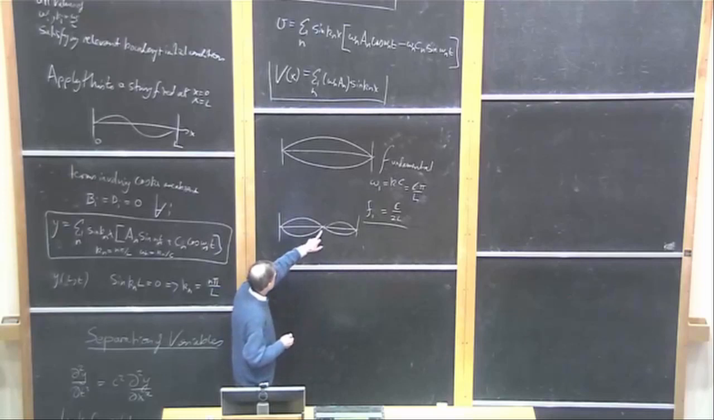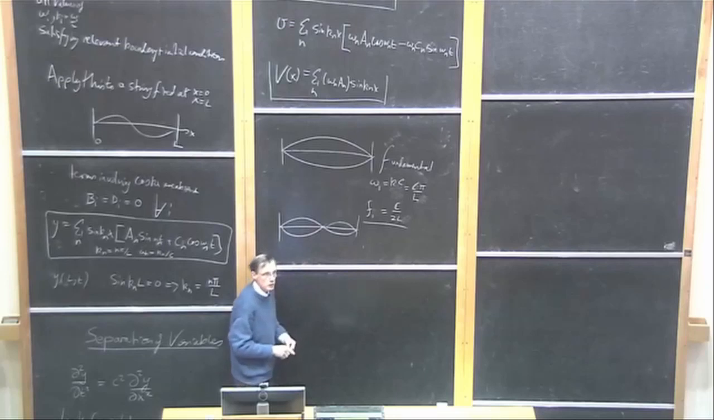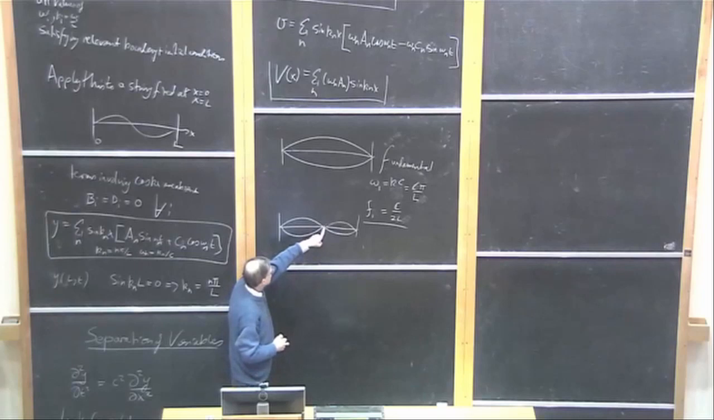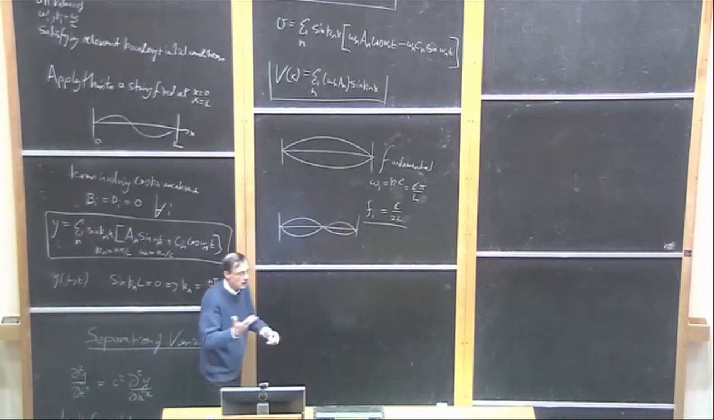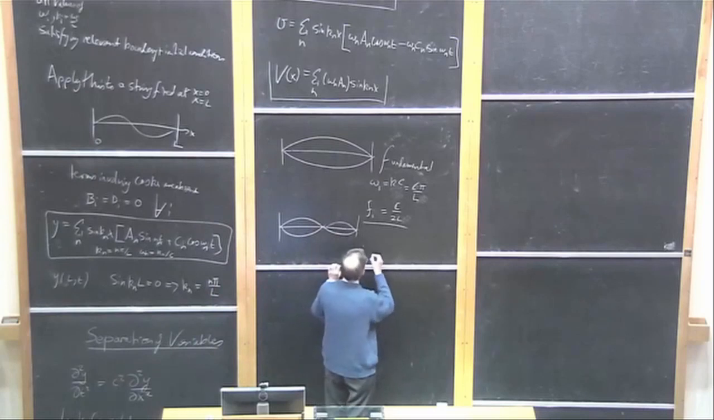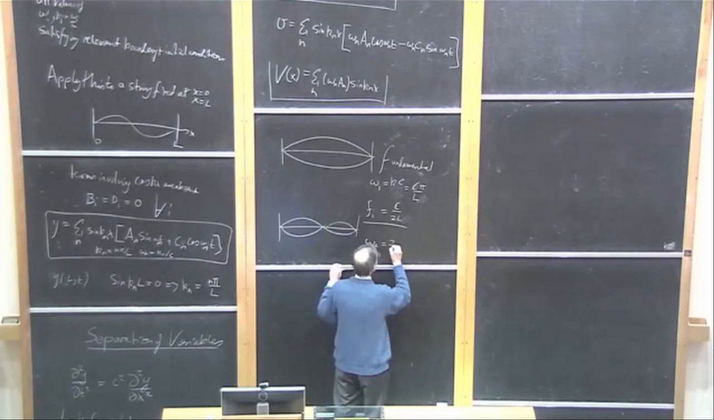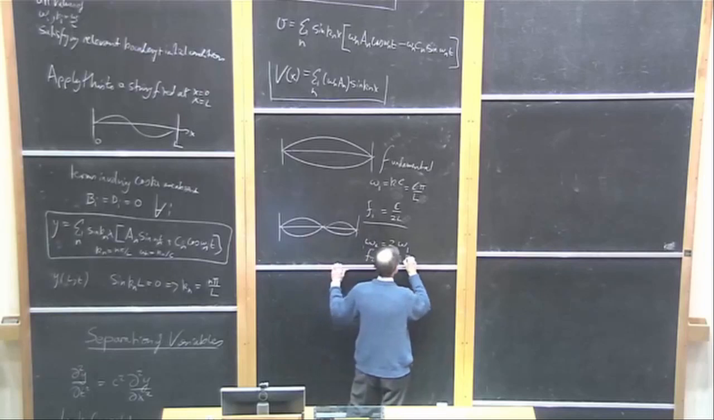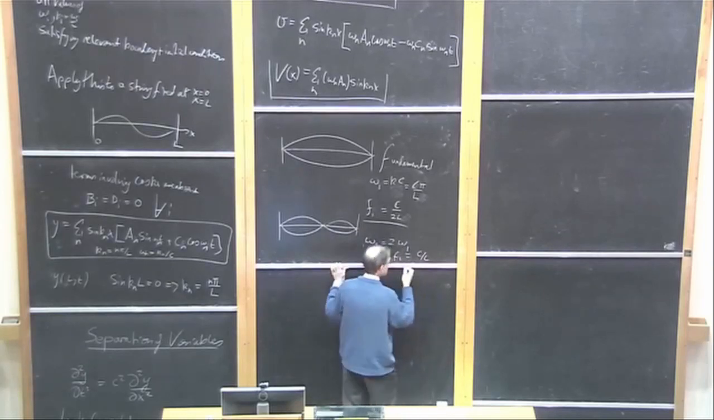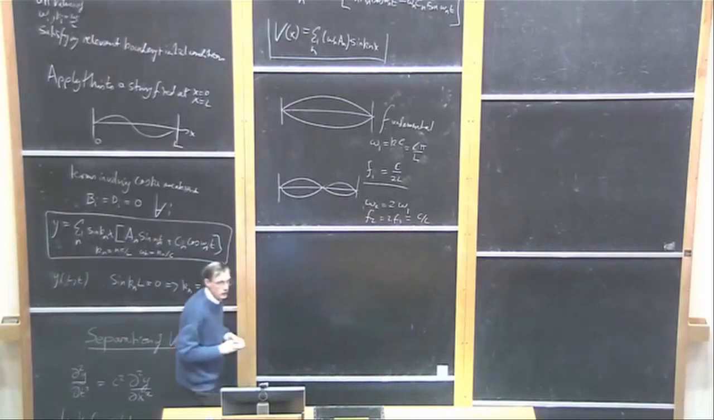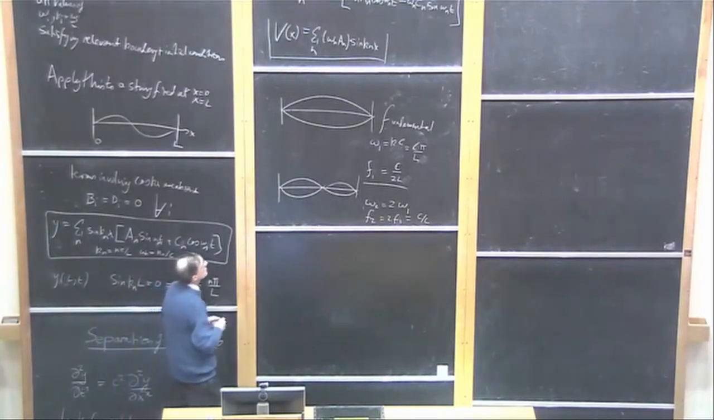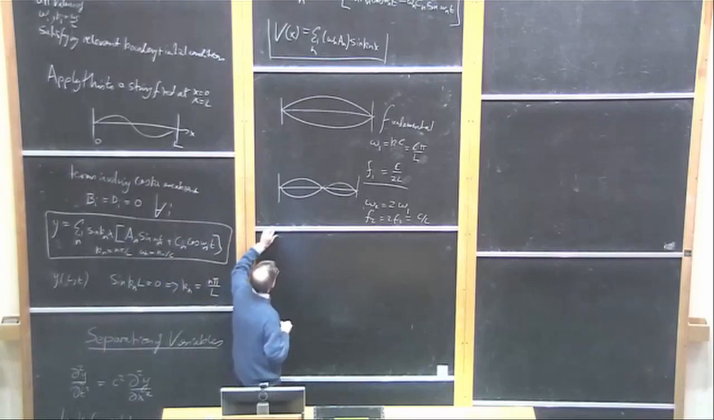And if you play a stringed instrument, you can access this by stopping the string very gently in the middle, so that you enforce a node here, and you get this higher frequency. Omega 2 is just 2 omega 1, and f2 is 2f1, which is c over L. And musically, a factor of 2 is an octave. So that takes you up one octave musically.